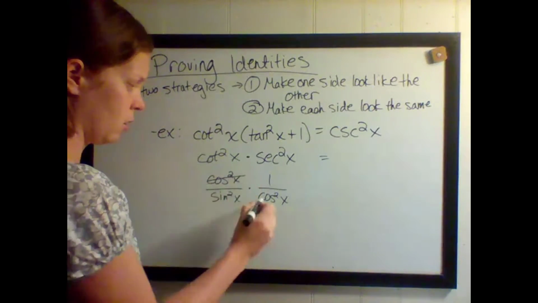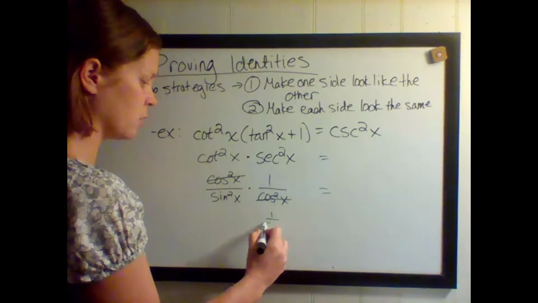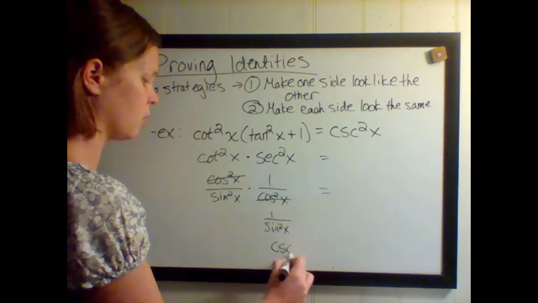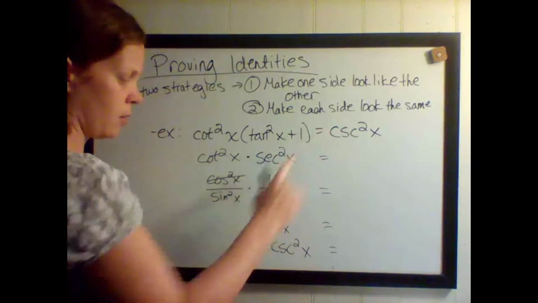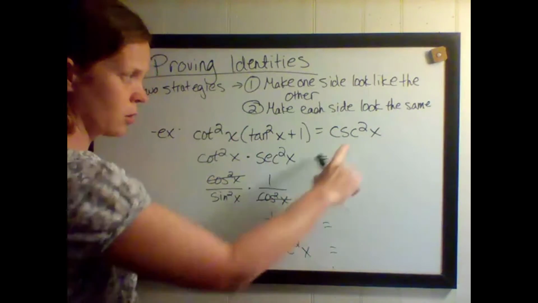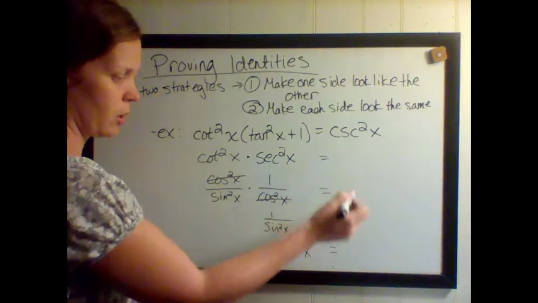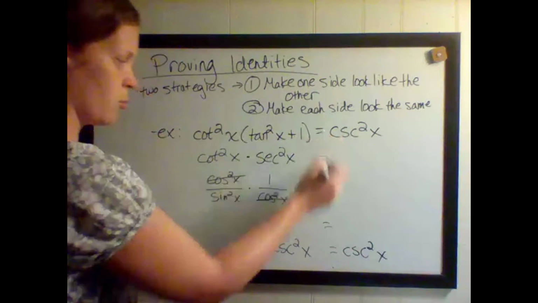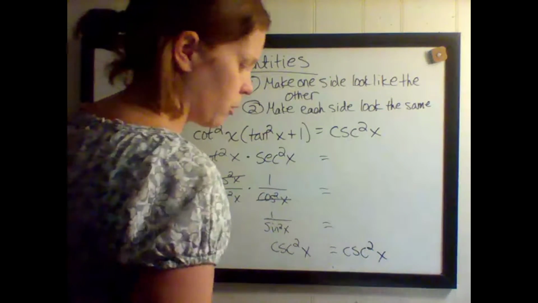So now I see that my cosine squareds cancel. I'm left with 1 over sine squared x, which is equal to cosecant squared x. So I got the left side, I kept working it out until I got it equal to the right side. So this proves it. I could keep bringing down the cosecant squared x, but I don't really need to because I'm showing that all of this is equal to cosecant squared x. Okay, so that's an example where I use strategy 1.